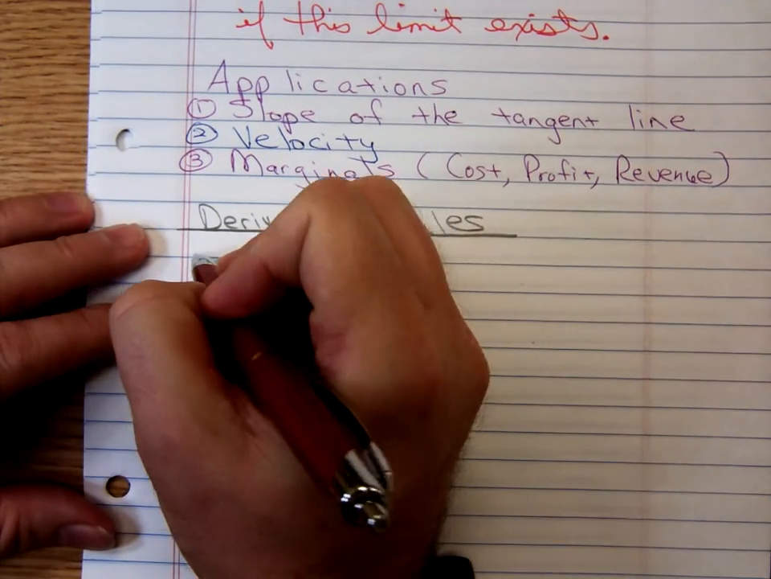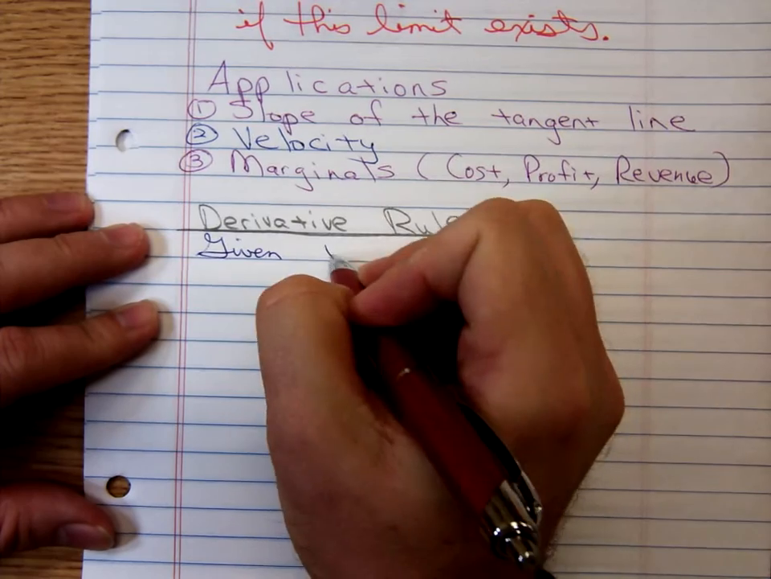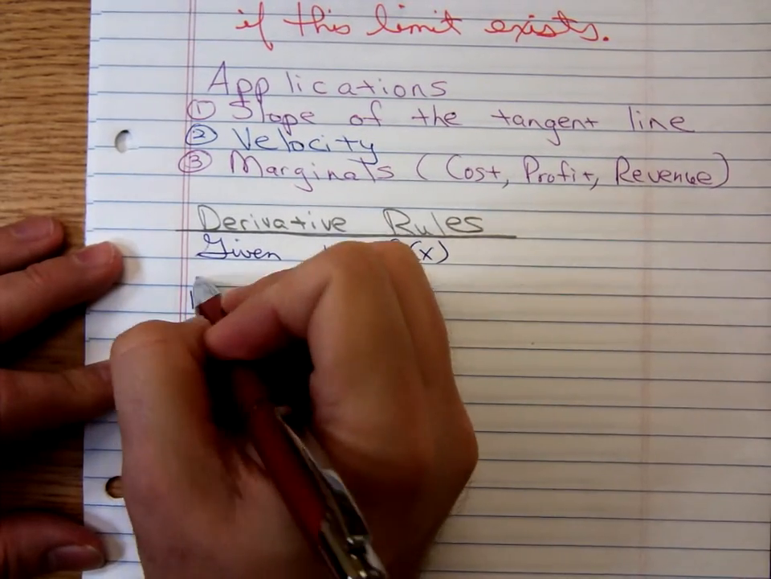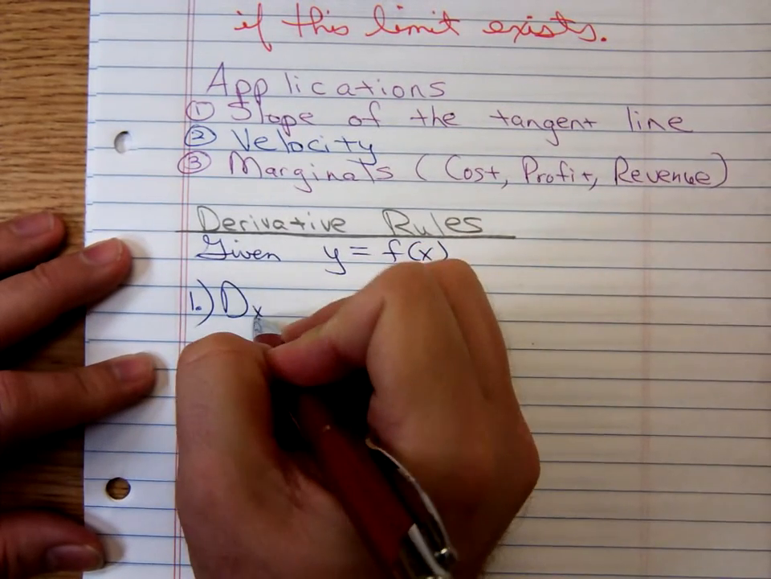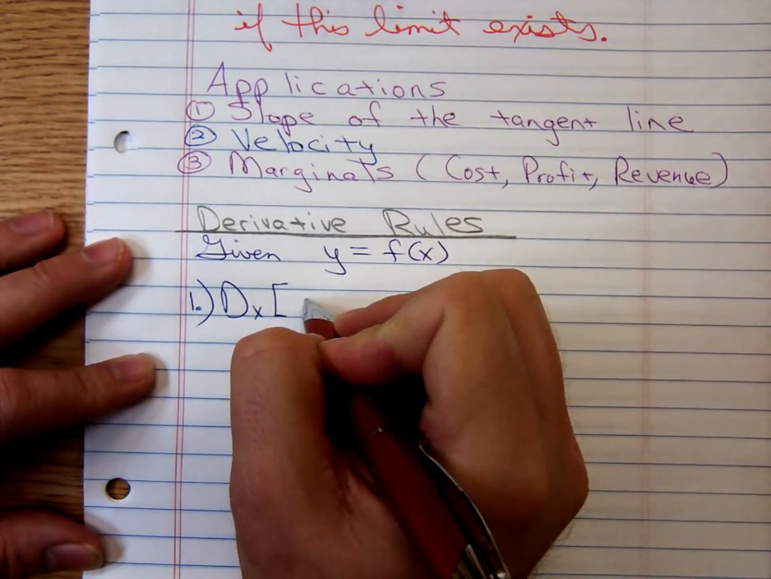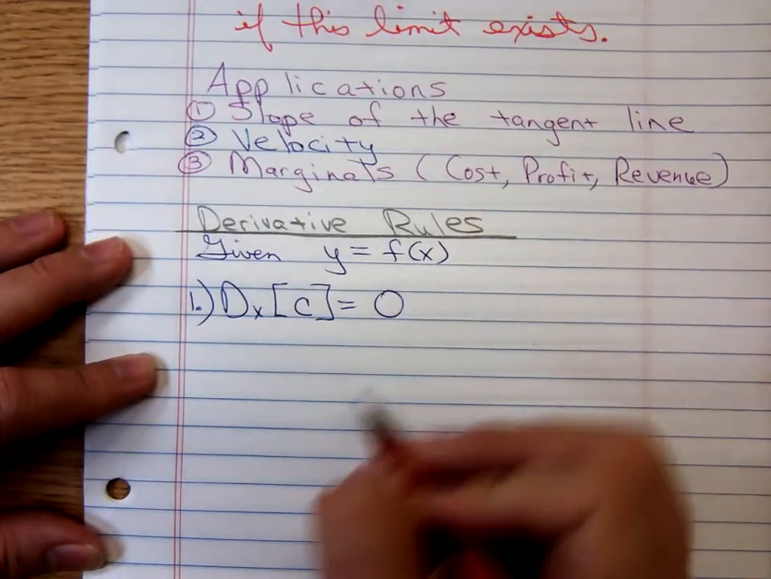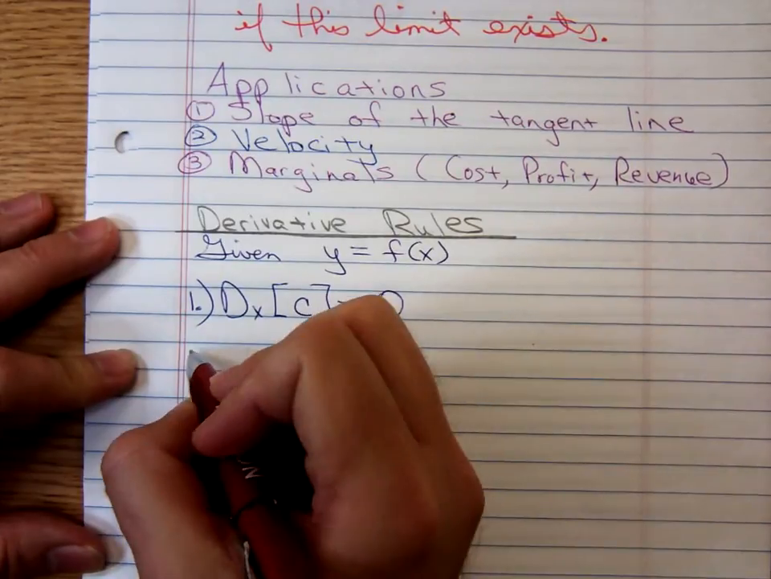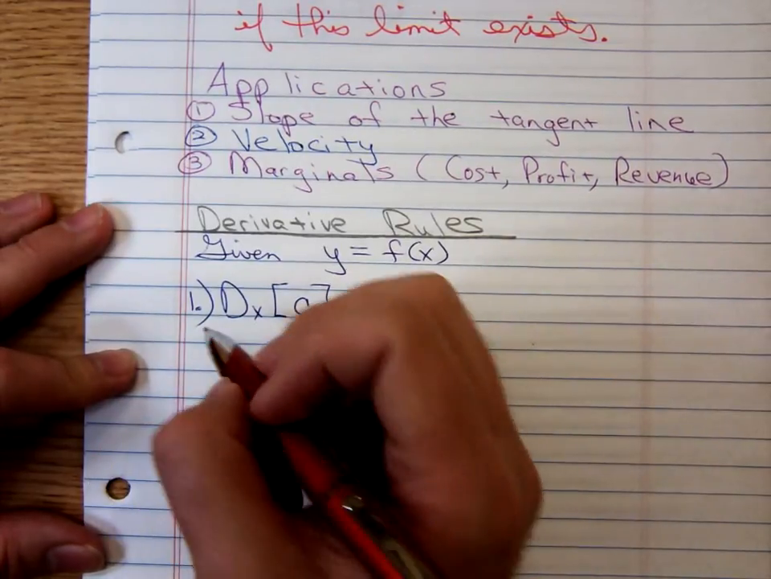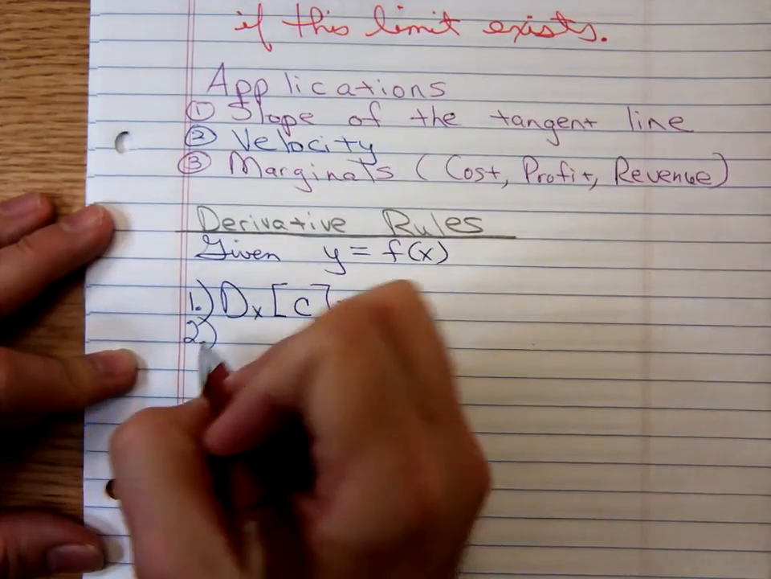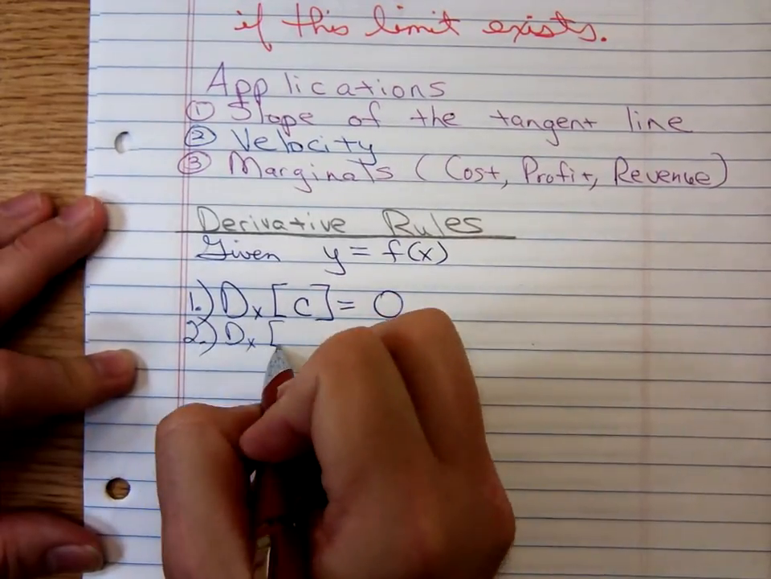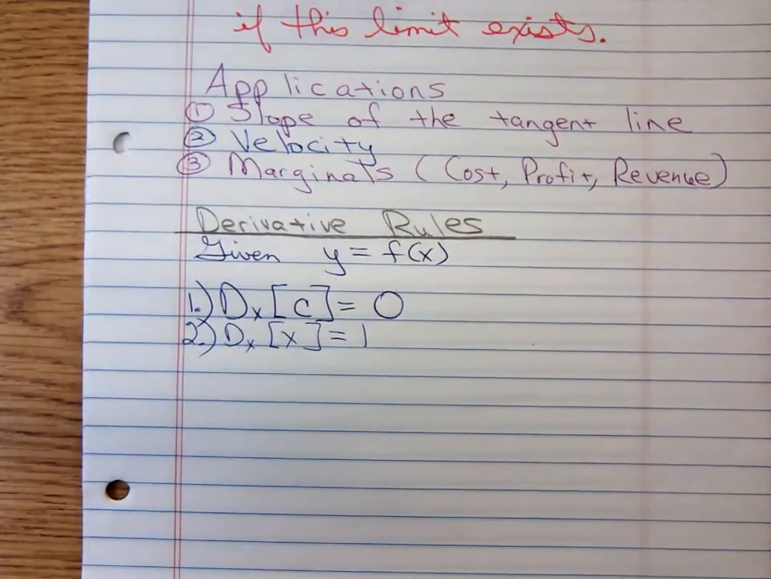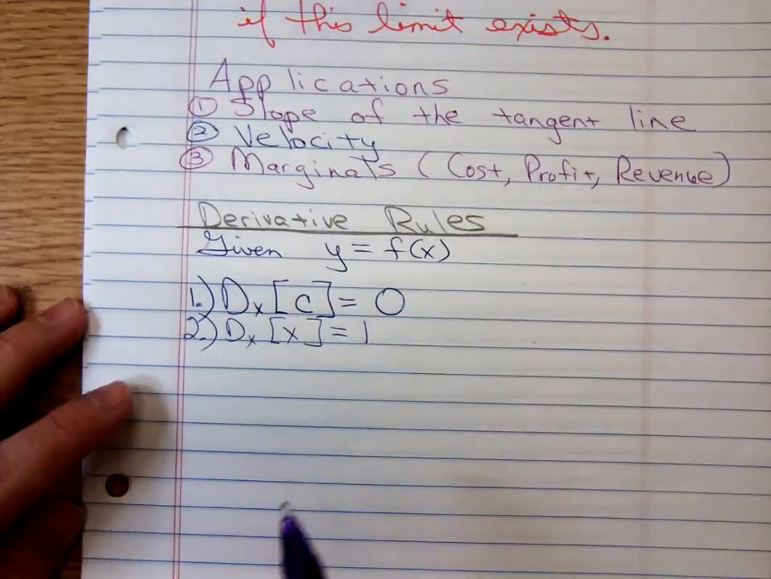Given y equals f of x, the first derivative rule. The derivative with respect to x of a constant is 0. And I think I'll list the derivative rules and then we'll look at examples. The next one, the derivative with respect to x, just of x, is 1. The derivative of just x is the number 1, and I'm going to generalize that.